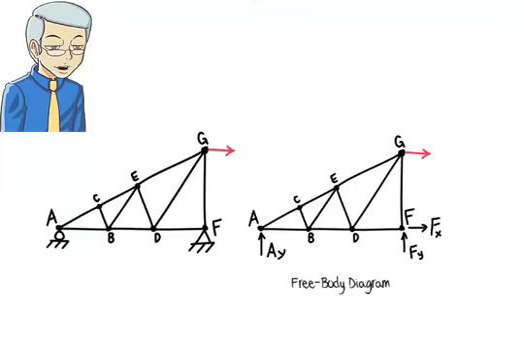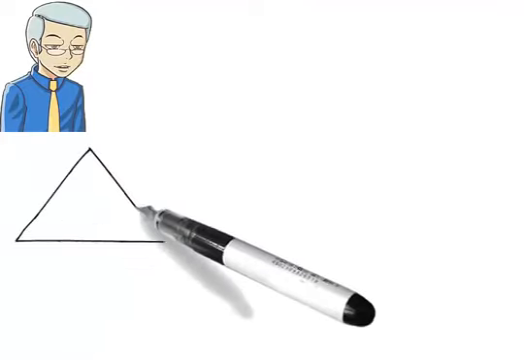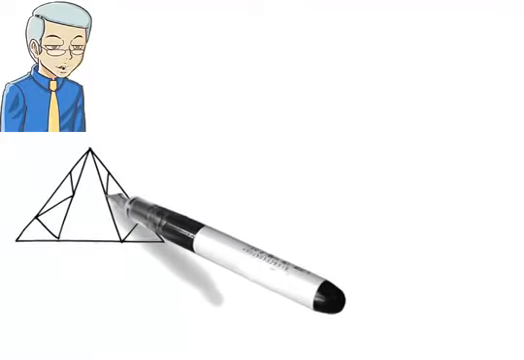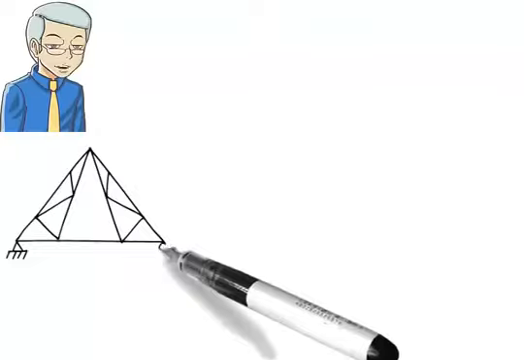In this example, Rule 3 applies to joints C, B, E and D in that sequence. Therefore, BC, BE, DE and DG are zero-force members. See if you can identify the zero-force members in these trusses.